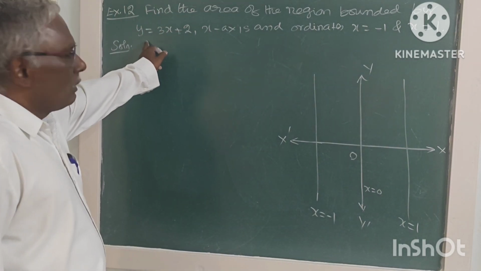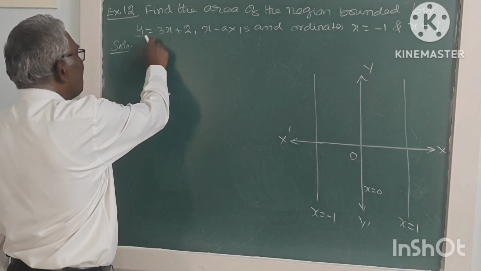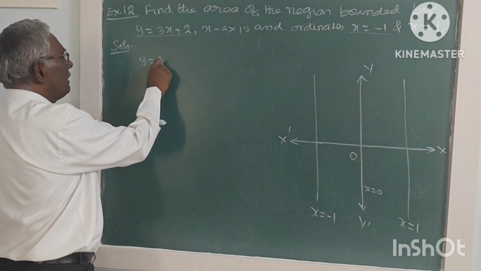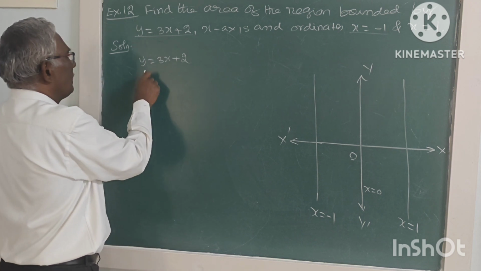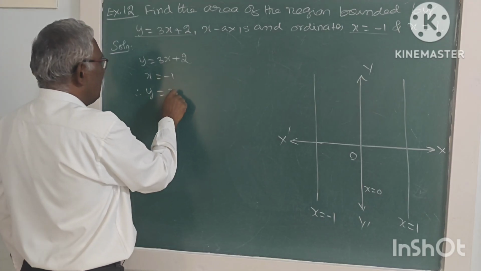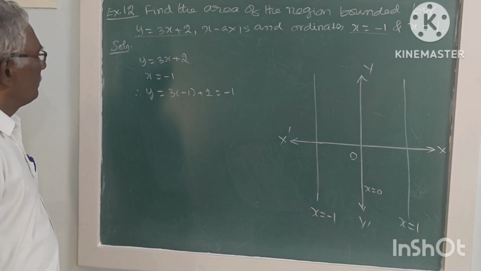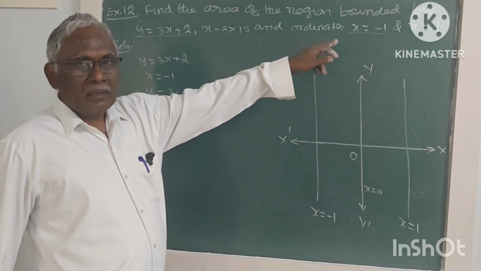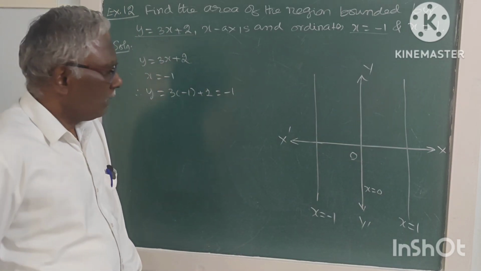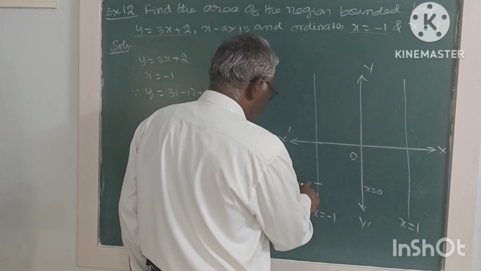Now, to draw the sketch of the line y is 3x plus 2, we have to solve this equation with x is minus 1. So y is 3x plus 2, x is minus 1, therefore y is equal to 3 into minus 1 plus 2, which is equal to minus 1. So this line intersects the line x is minus 1 at y is also minus 1, that is the point minus 1 comma minus 1.